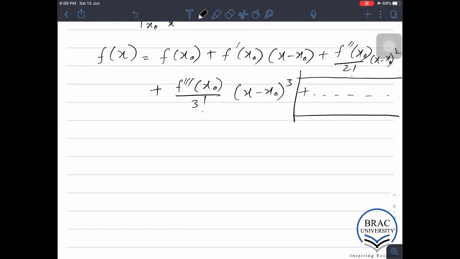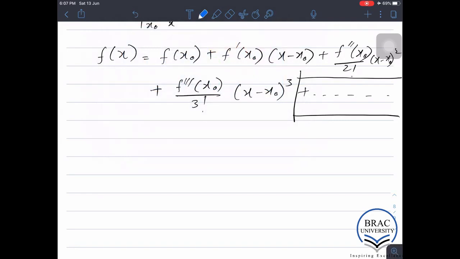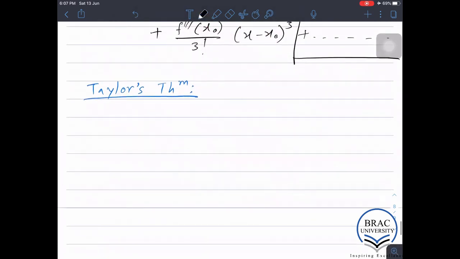We want to formalize it with some theorem, and the name of the theorem is called Taylor's theorem. All right, so let's try to understand what it is. Let me write it down first.